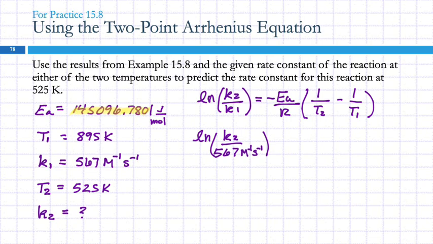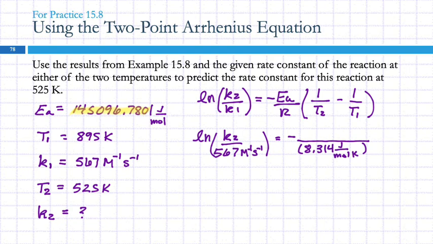Natural log of that whole thing is equal to negative activation energy. Because we've got the gas constant here, 8.314 joules per mole Kelvin down there, we need the activation energy in joules per mole. So that's why I copied this one, and it's always best to use the unrounded one.